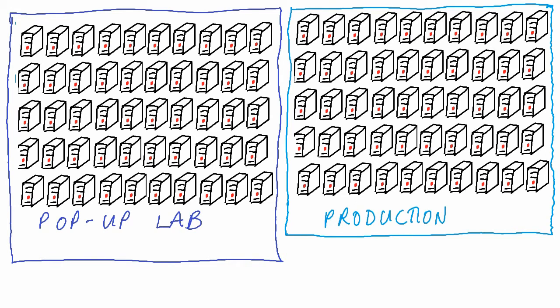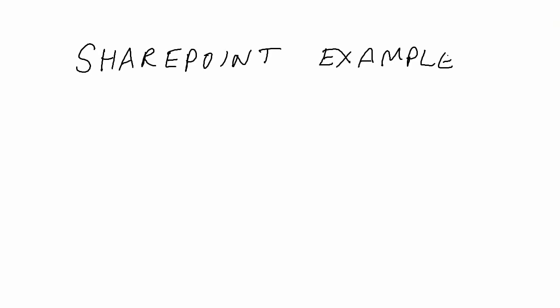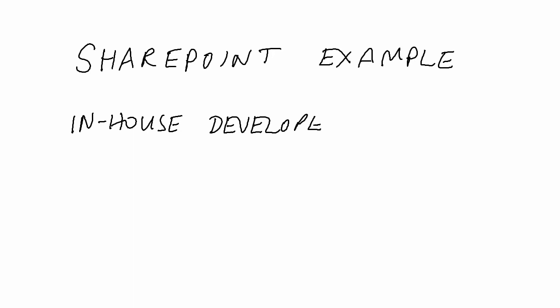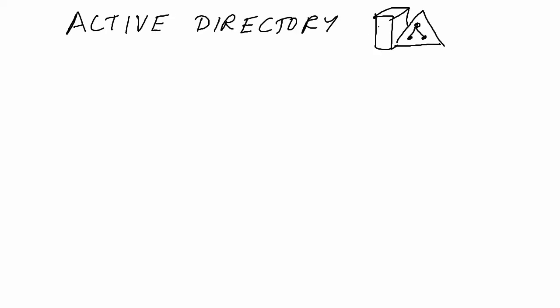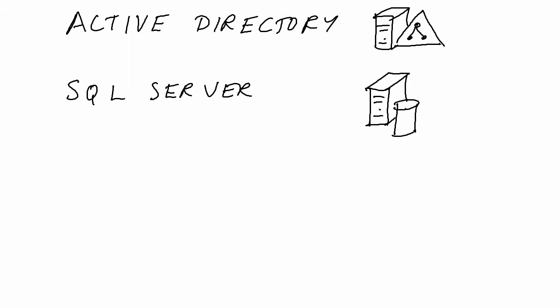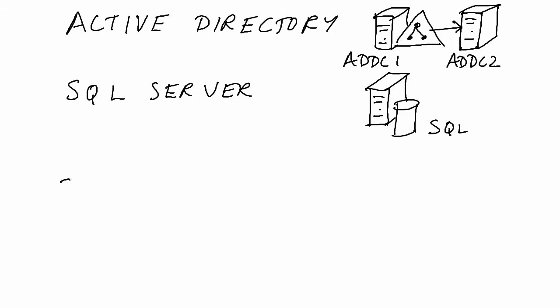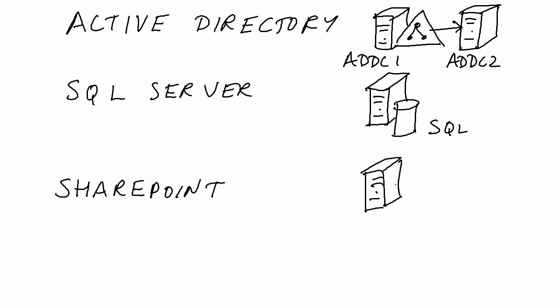This is how it works. We'll take a couple of simple examples. The first one is a SharePoint infrastructure. The next one is a multi-tier application you've built yourself. For the SharePoint infrastructure, you're going to need Active Directory and SQL Server. So let's say you'll create 2 Active Directory domain controllers, a 2-node SharePoint farm, and a single SQL server. So that's a total of 5 servers.